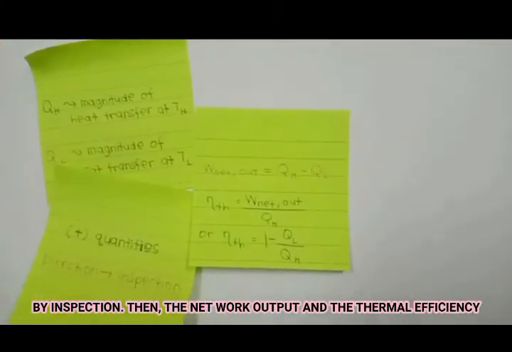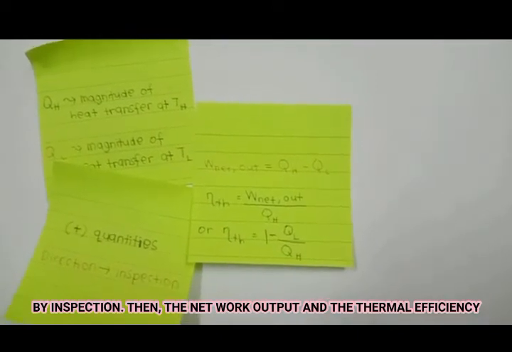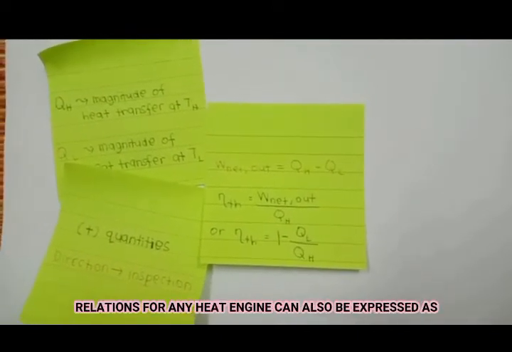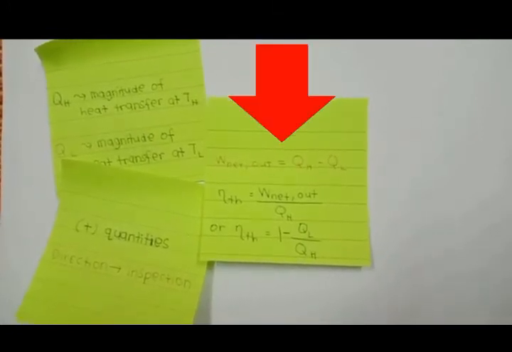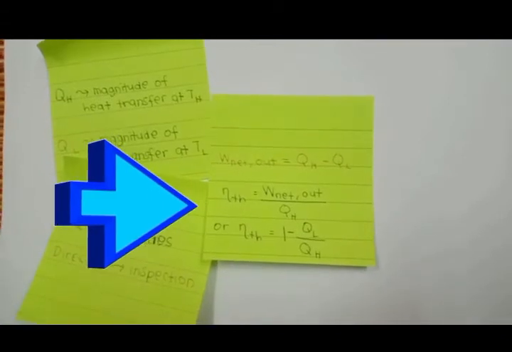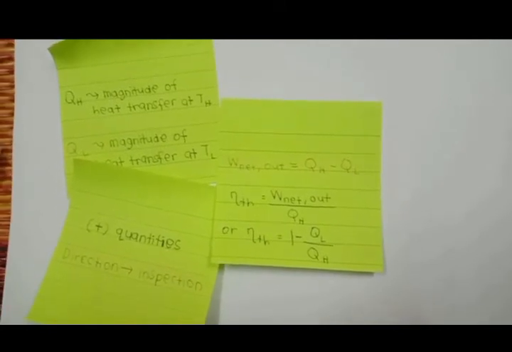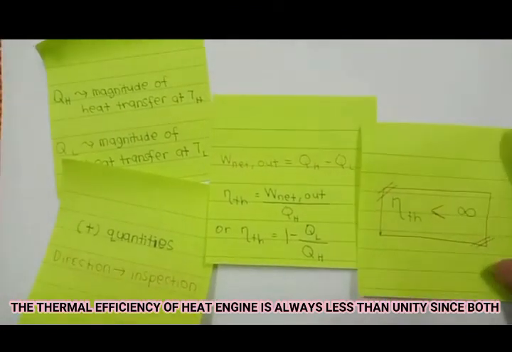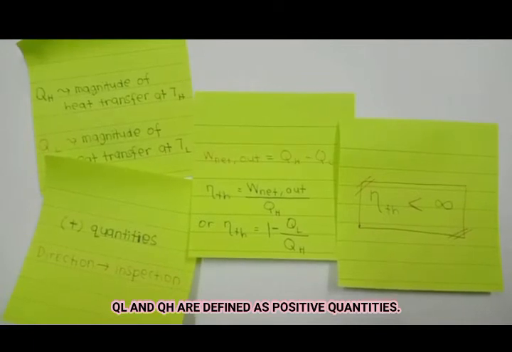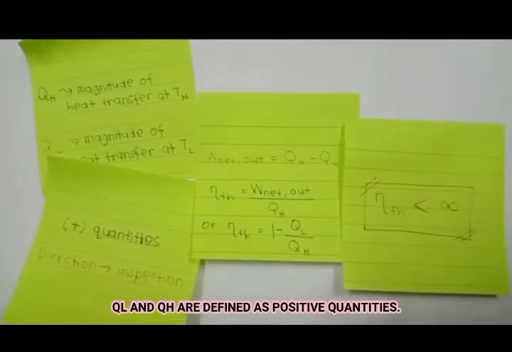Then, the net work output and the thermal efficiency relations for any heat engine can be expressed as W net out equals QH minus QL, and the thermal efficiency equals W net out divided by QH, or 1 minus QL over QH. The thermal efficiency of a heat engine is always less than unity, since both QL and QH are defined as positive quantities.